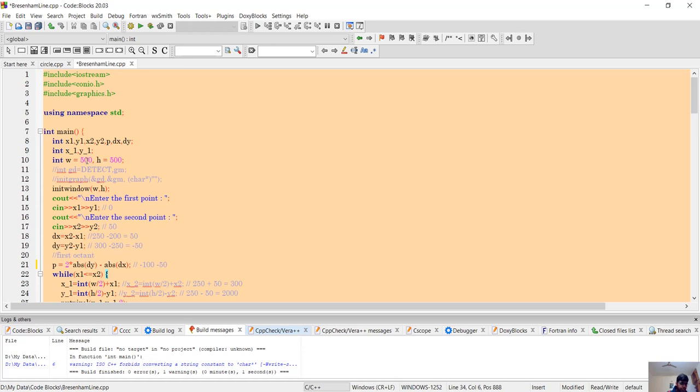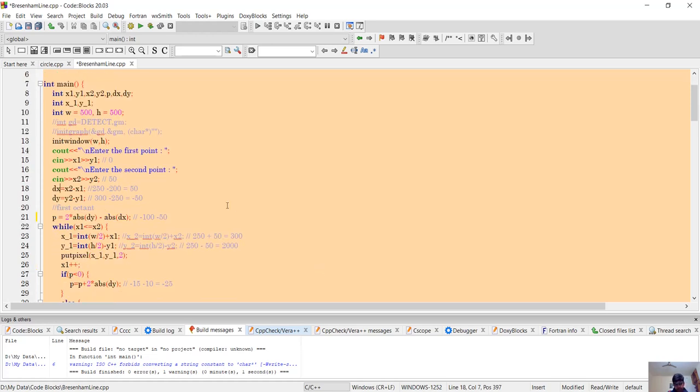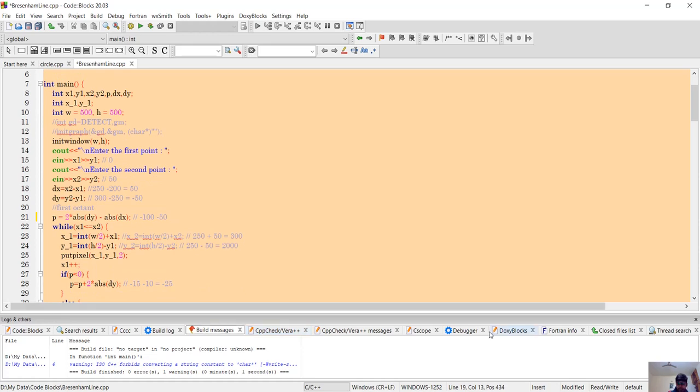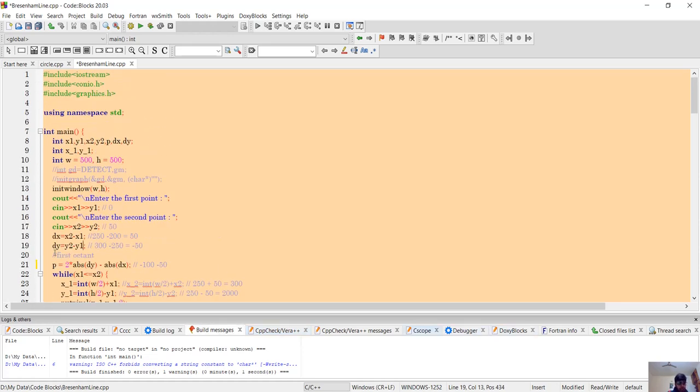And here is our grid 500 by 500. I've taken the grid of 500 by 500 and used init window with w comma h, which is the variable for this. Then I have taken the value. This entire code I will be giving in the description, so that you may alter it yourself and play with it, so that you may learn. Now this is our code which I have just explained to you, and this is for our first octant.